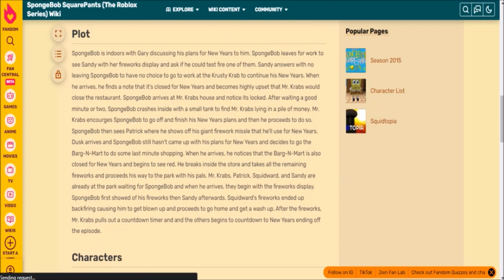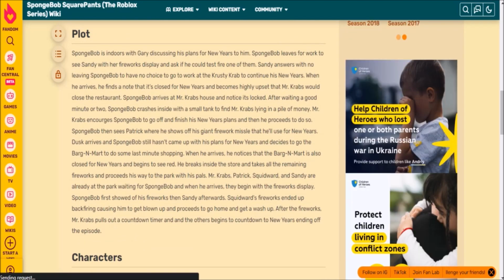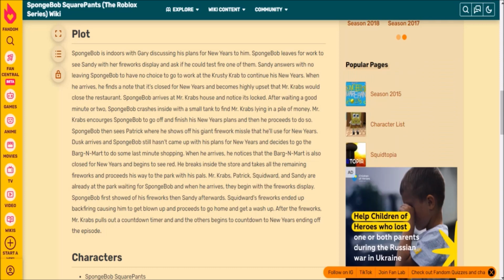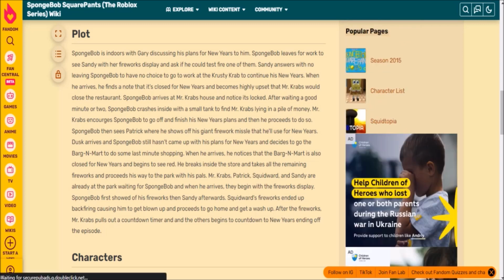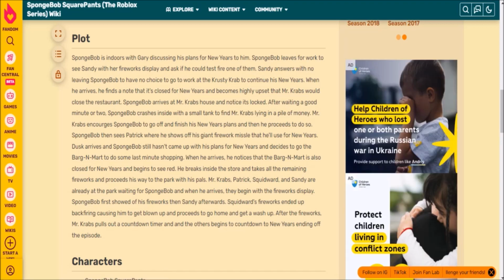Alright, so the plot is SpongeBob is indoors with Gary discussing his plans for New Year's to him. SpongeBob leaves for work to see Sandy with her fireworks display and asks if he could test fire one of them. Sandy answers with no, leaving SpongeBob no choice but to go to work at the Krusty Krab.